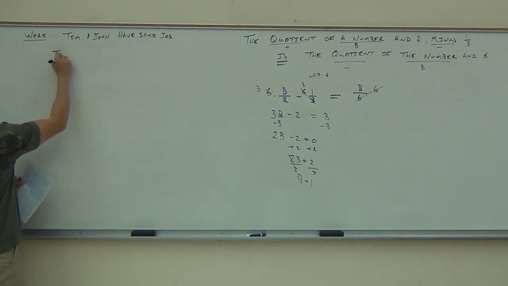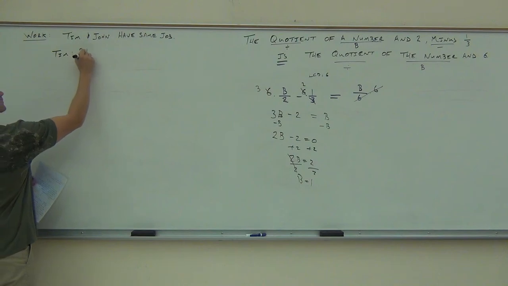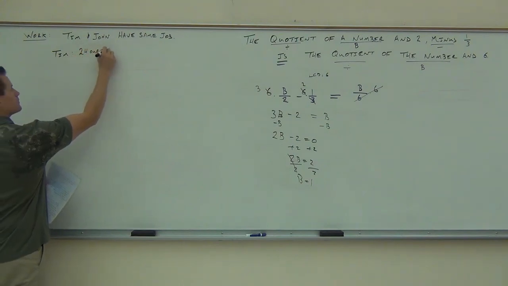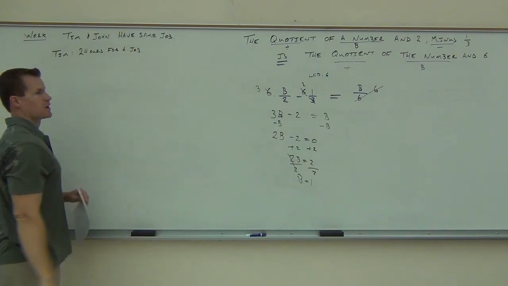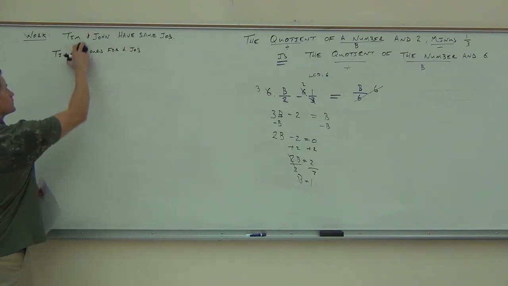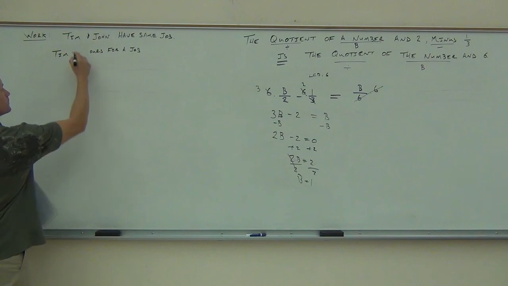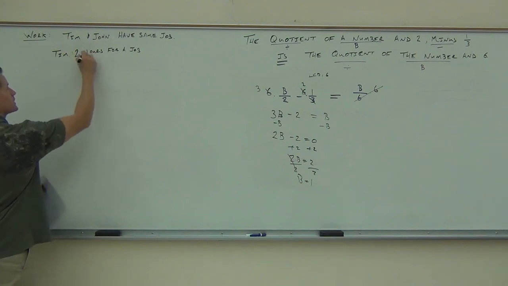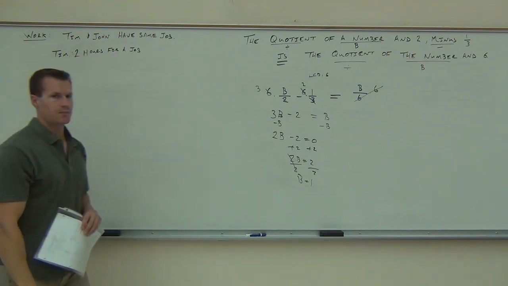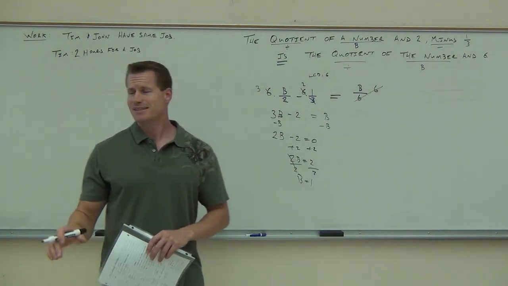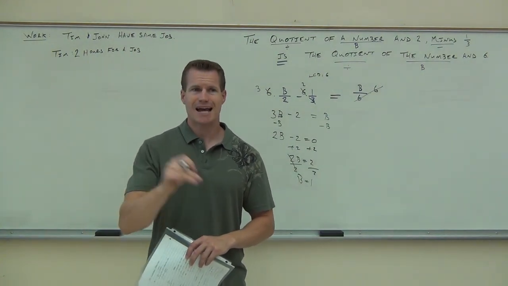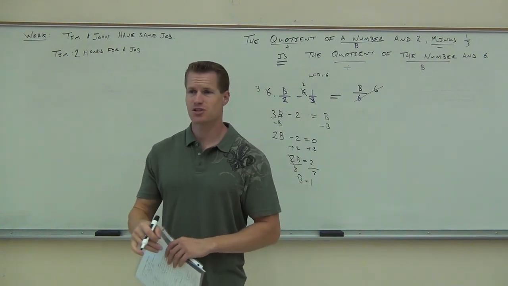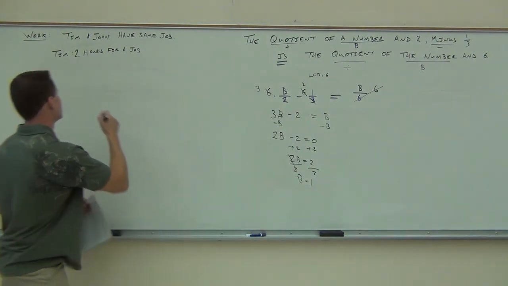So Tim takes 2 hours for a job. Now John, he's a little slower. It takes John 3 hours to do exactly the same thing. Maybe he's just a little bit more thorough. Who knows?